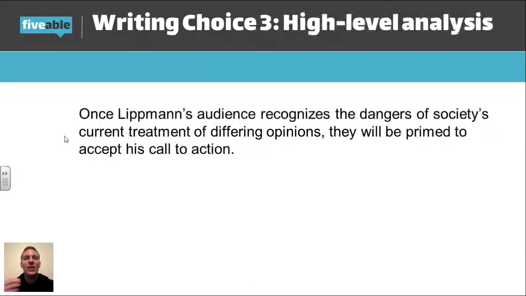But then I'm analyzing, getting into the audience's head. This works well in my essay as well as in Lippmann's article because of this. I've already spent time talking about the dangers. That was my second body paragraph. So I'm linking my second body paragraph to my third, and I'm doing a high level analysis of what the audience believes. How is he getting them to change their mindset?